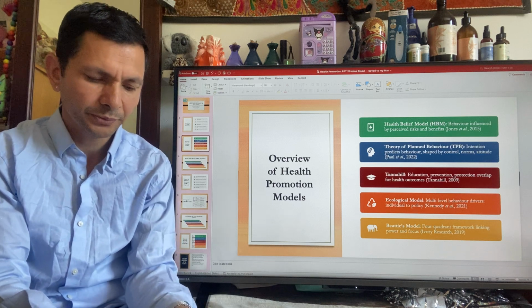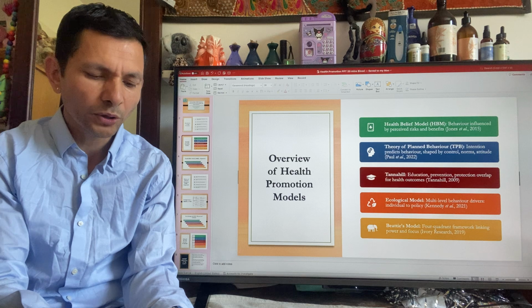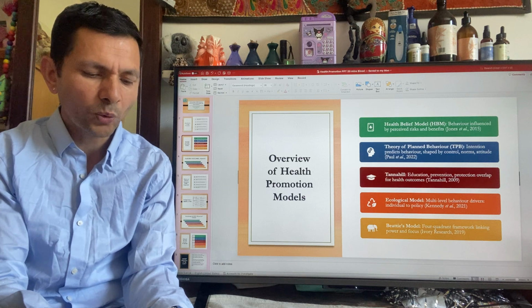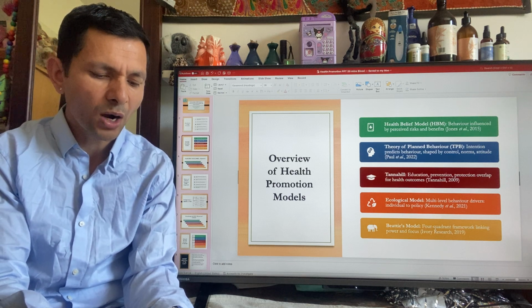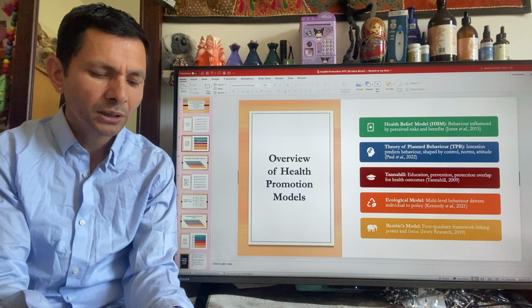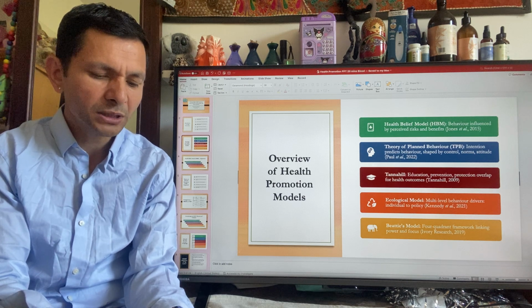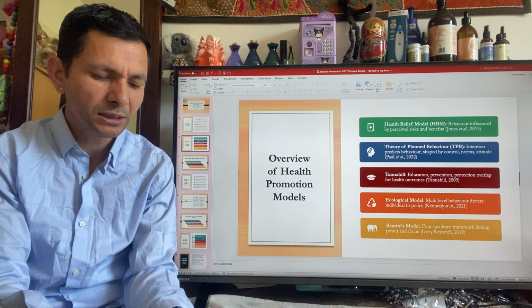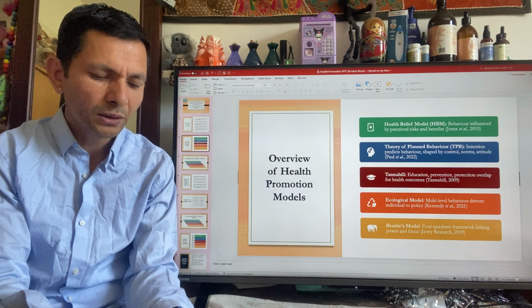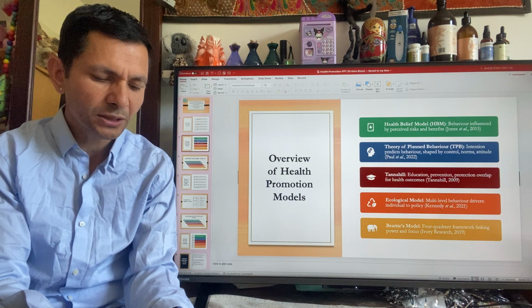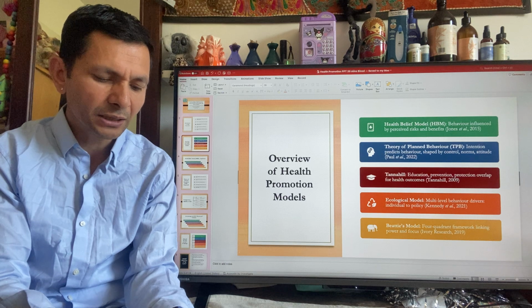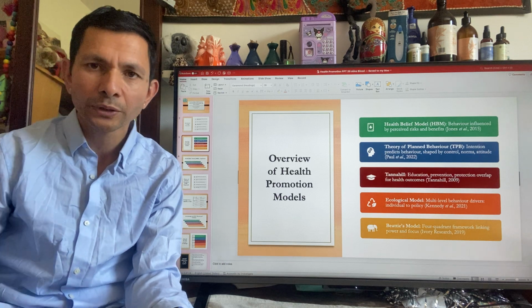into a comprehensive framework. The ecological model takes a wider lens, showing how individual behavior is affected by relationships, institutions, and public policy. Finally, Beattie's model uses a quadrant system to show how health promotion varies based on power dynamics and the target's focus, whether individual or collective.